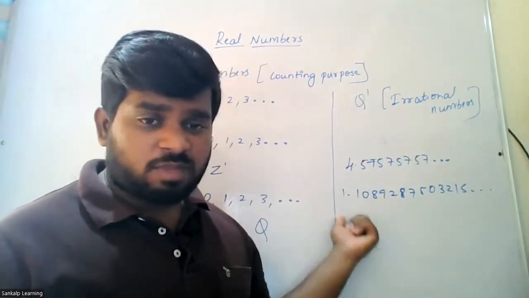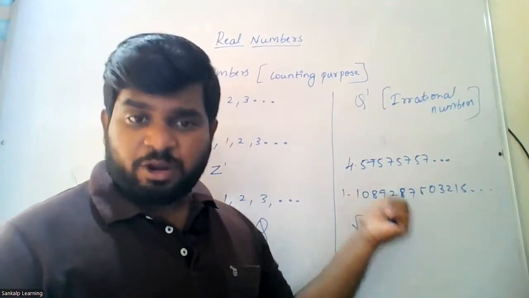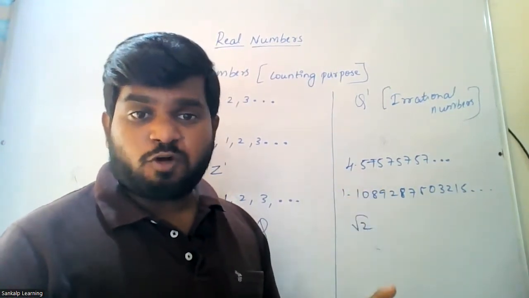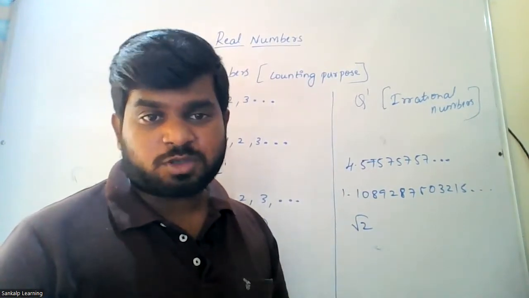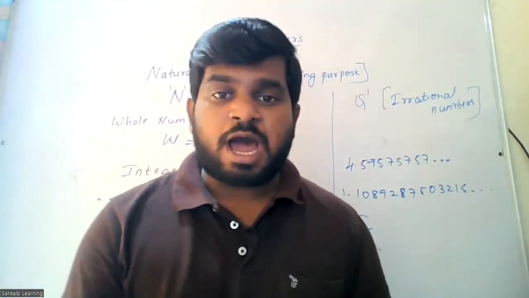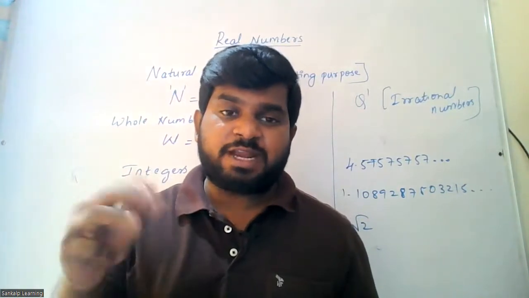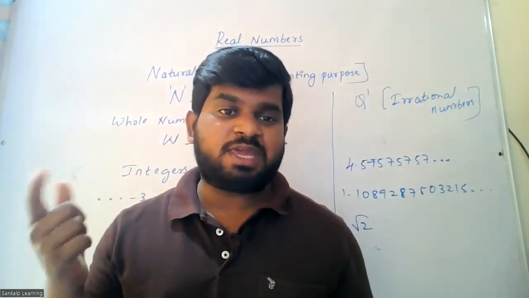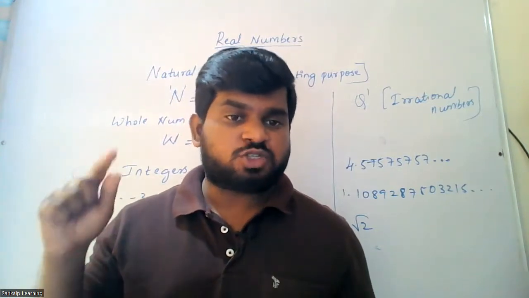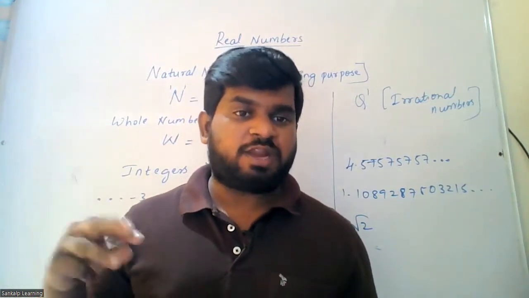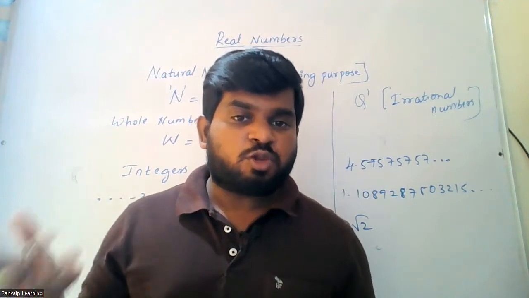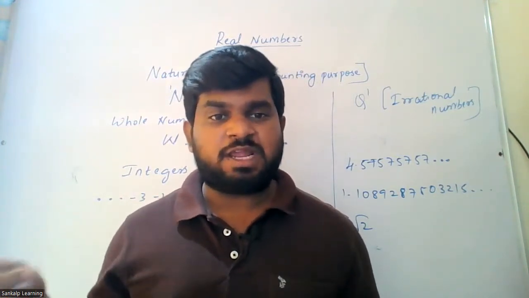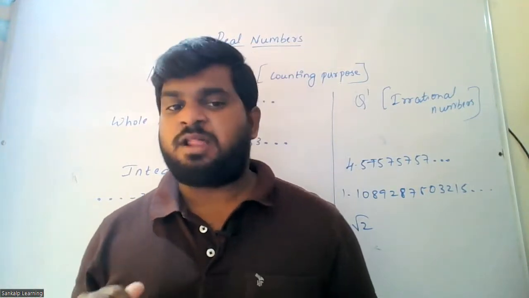Therefore, these kinds of things, root 2, can you find square root of 3? Cube root of 4? Square root of 4 is possible, but cube root of 4 is not possible. What do you mean by cube root? A number multiplied by itself 3 times. Suppose I ask you what is cube root of 8, you give me 2. Why? Because 2 into 2 into 2, 3 times, you get 8. Cube root of 27 is 3, because 3 into 3 into 3 you get 27, isn't it?